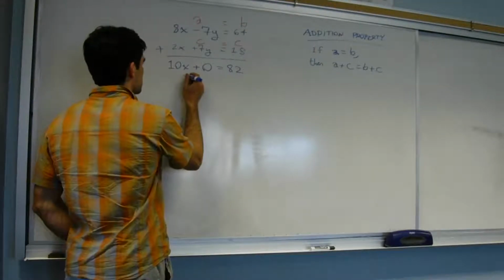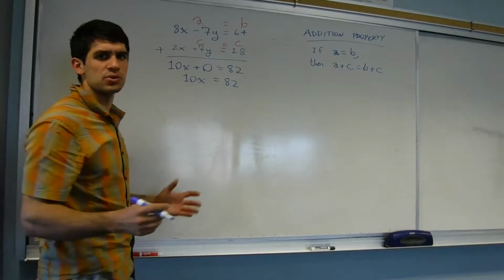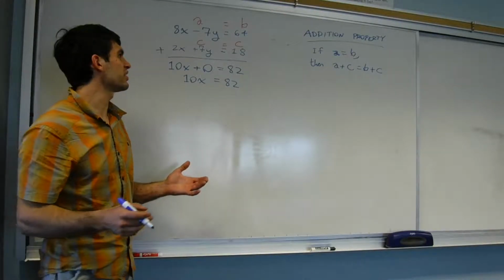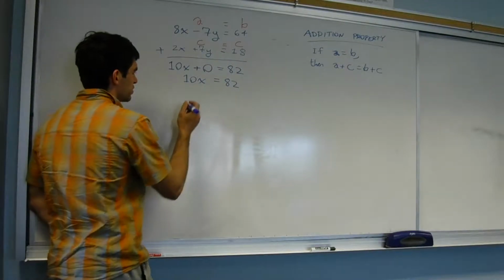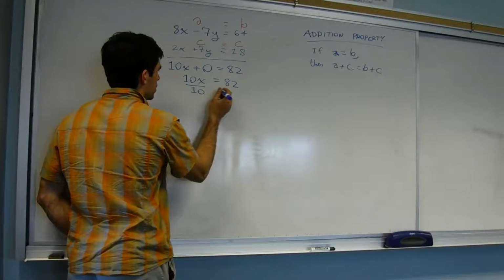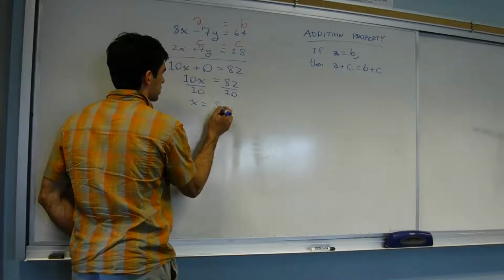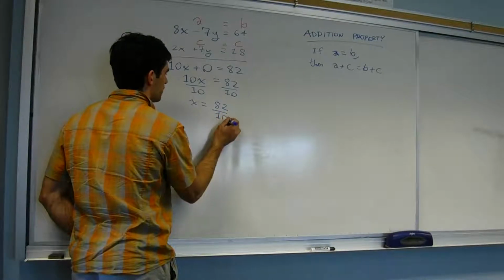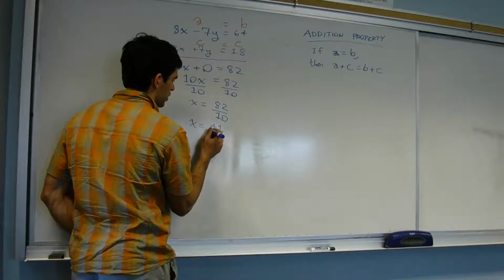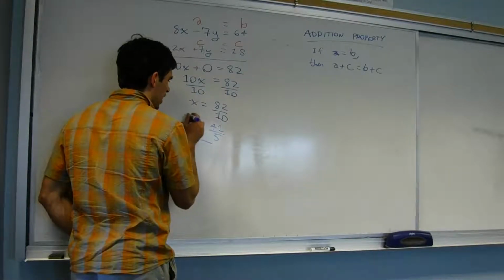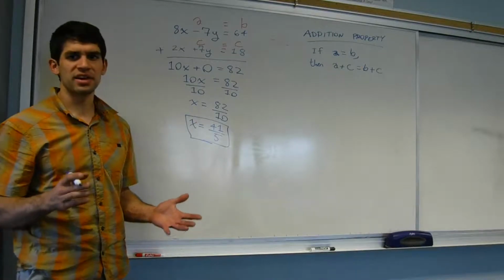So now we have a simple equation with just one variable in it. And this is why the process is called elimination, because we eliminated y as a variable. So now in order to solve the equation, we divide each side by 10. We get x is equal to 82 over 10, or if we simplify that, x is equal to 41 over 5, which would be our final answer for x. Note, we're not done yet.